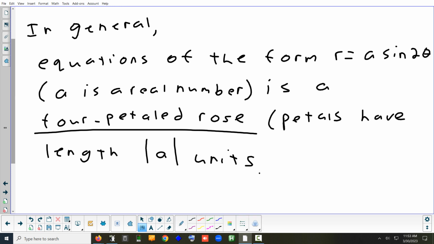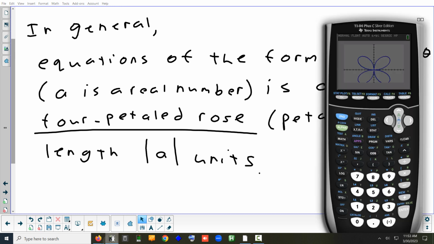And this number controls something else. So the A controls the length of the petal. And what do you think the 2 controls? Yeah, it does have an effect on the width, but the easier effect to see is the number of petals. So when we graph 7 sine 2 theta, we get 4 petals, 7 units long.